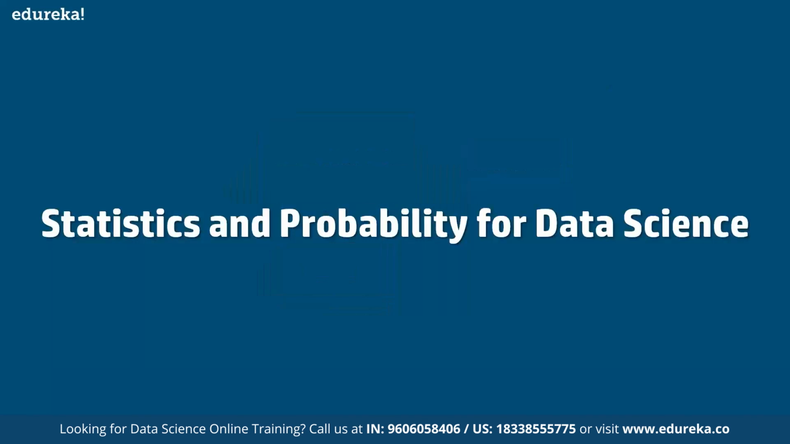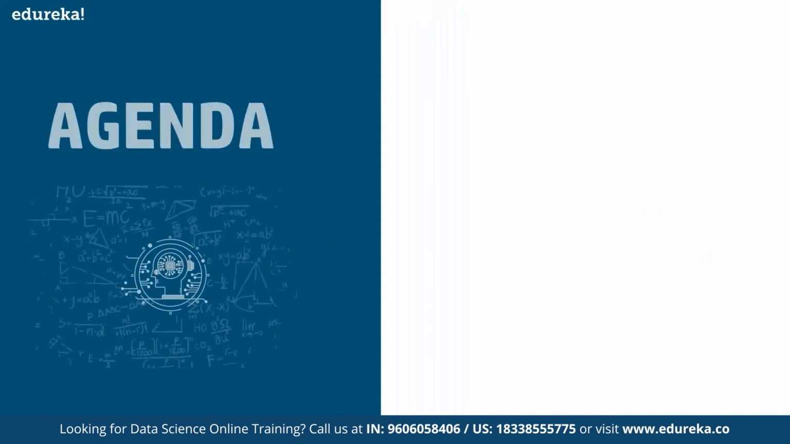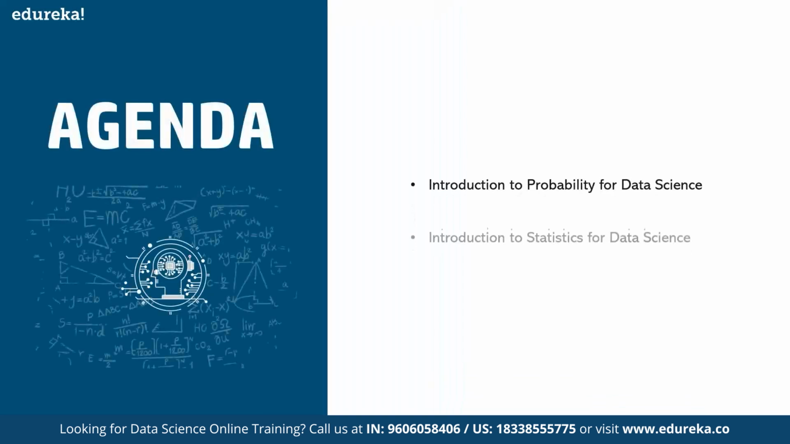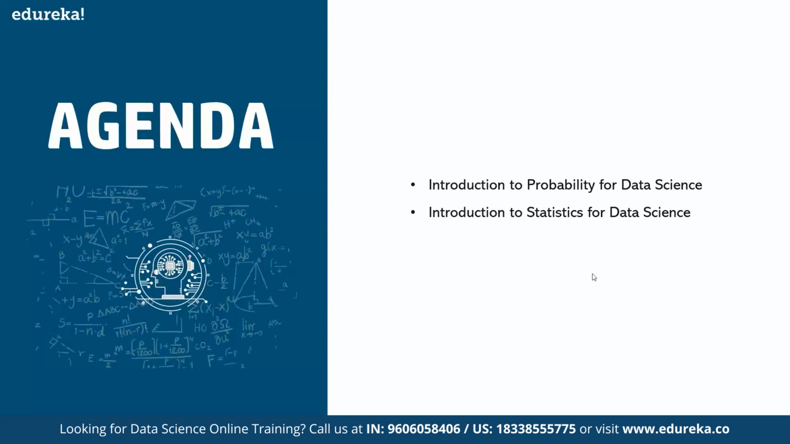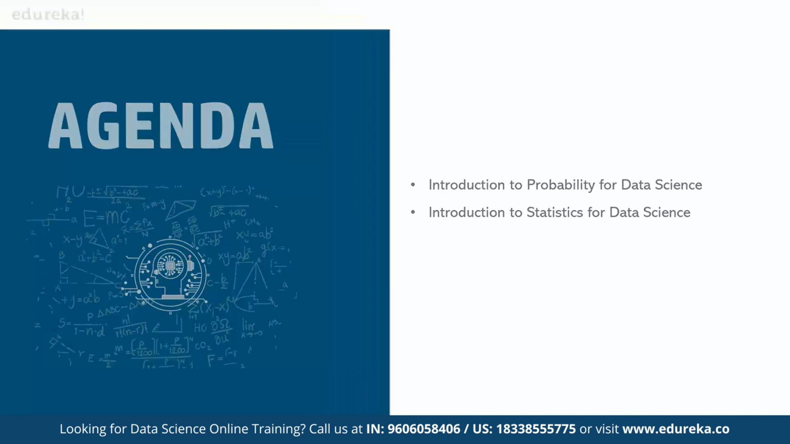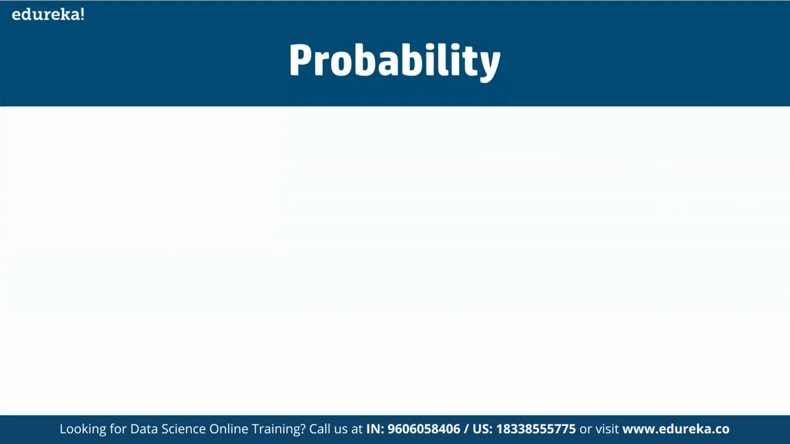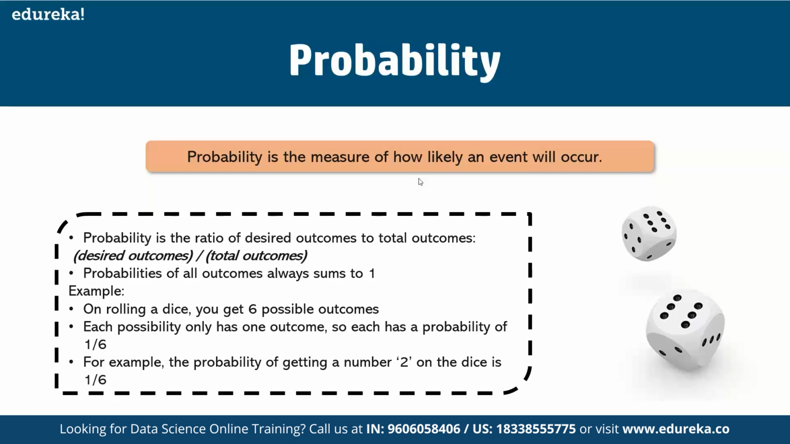So let's get started. Statistics and probability for data science. We are going to talk about an introduction to probability that is required for data science, and also an introduction to statistics that is required for data science. I'm sure we've all covered probability in our school as well as in our college days, right? What is probability? It's basically a measure of how likely an event will occur.